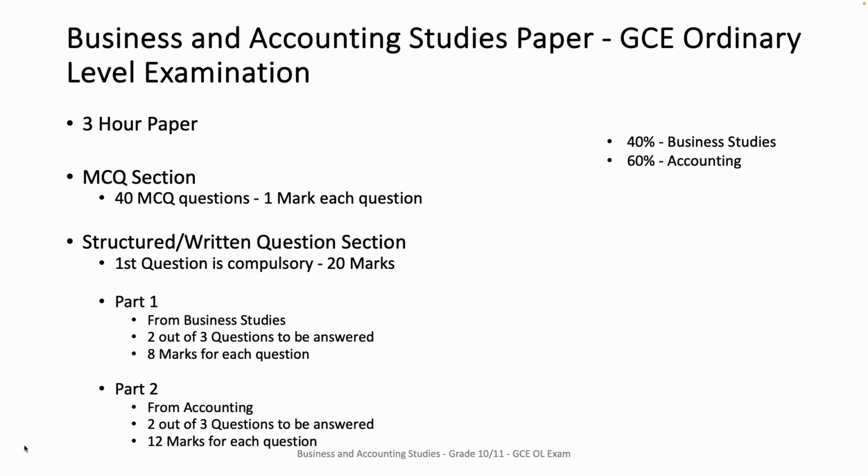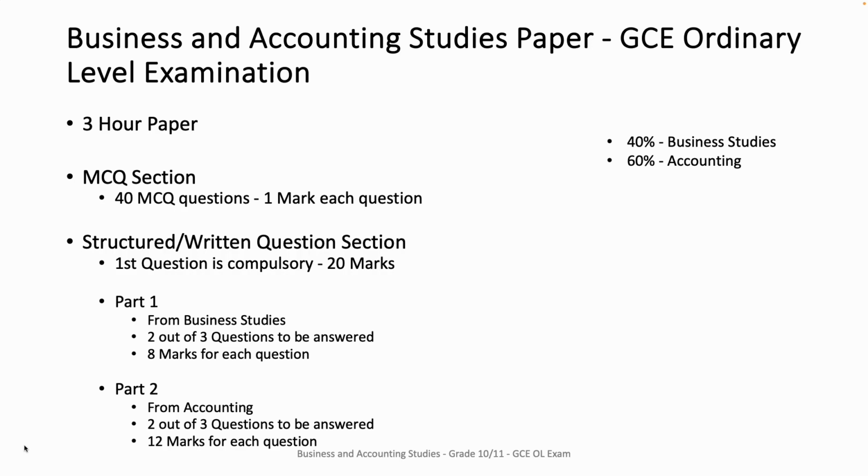In the structured and written question section, the first question is compulsory. It carries 20 marks. Moving on, you have 2 parts, part 1 and part 2. Part 1 comes from the business studies area, where 2 out of 3 questions have to be answered, and each of these questions carries 8 marks. So 2 questions carry 16 marks altogether.